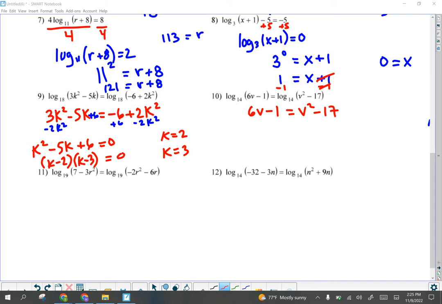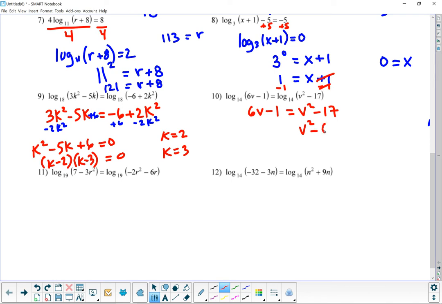Anywho, so I will get v squared minus 6v because I brought this over and it was positive, so now it's negative. And I'm going to bring the positive 1 over because that was a negative. So positive 1 and negative 17 makes a negative 16. That's going to equal 0.